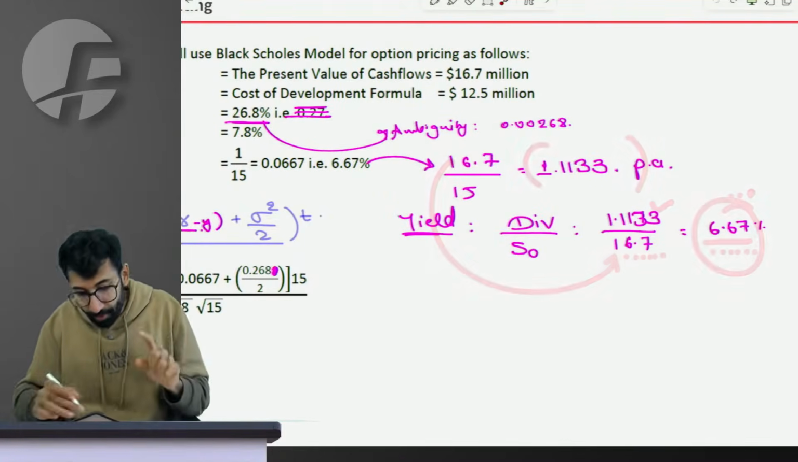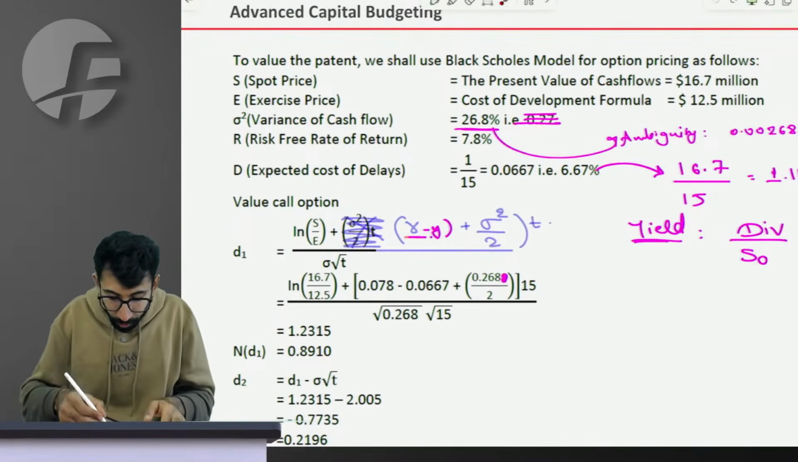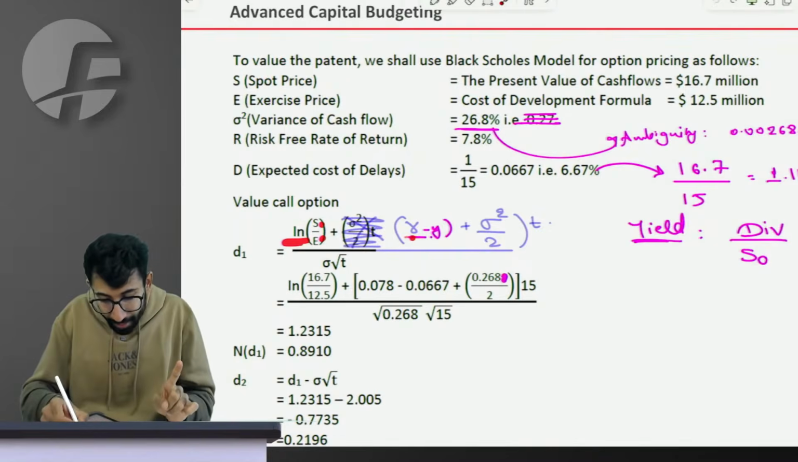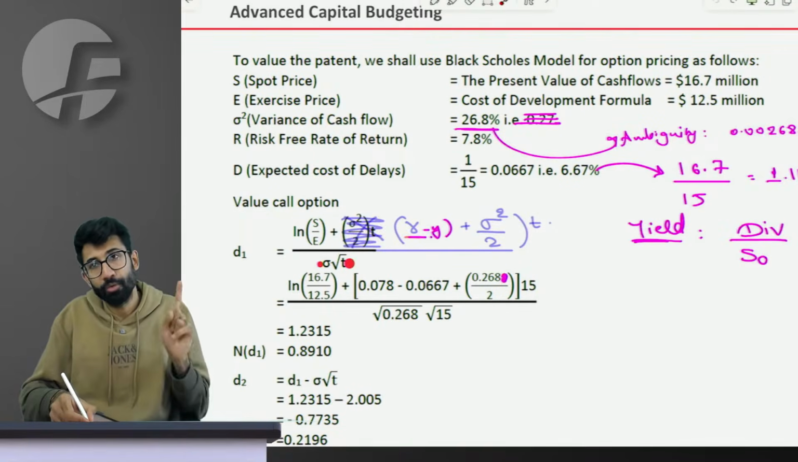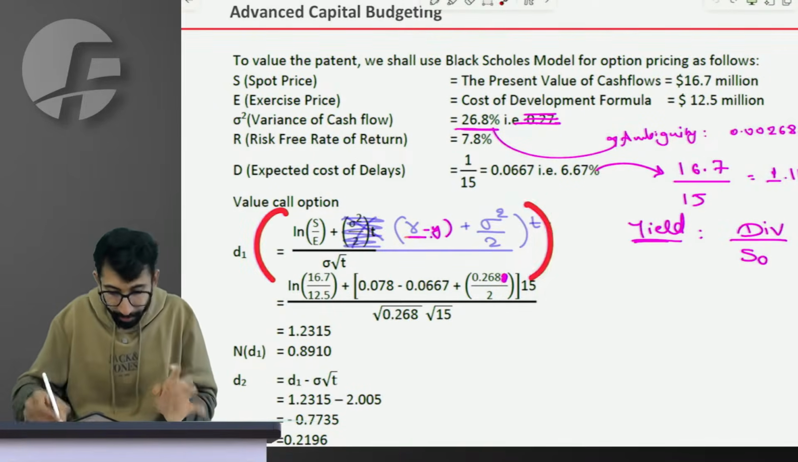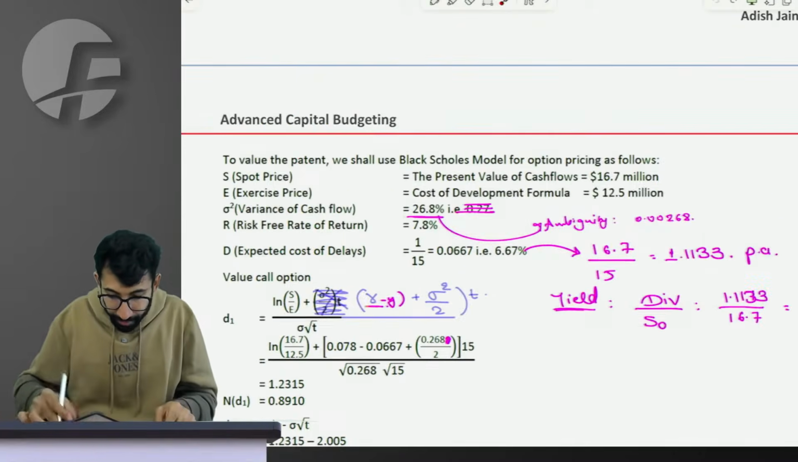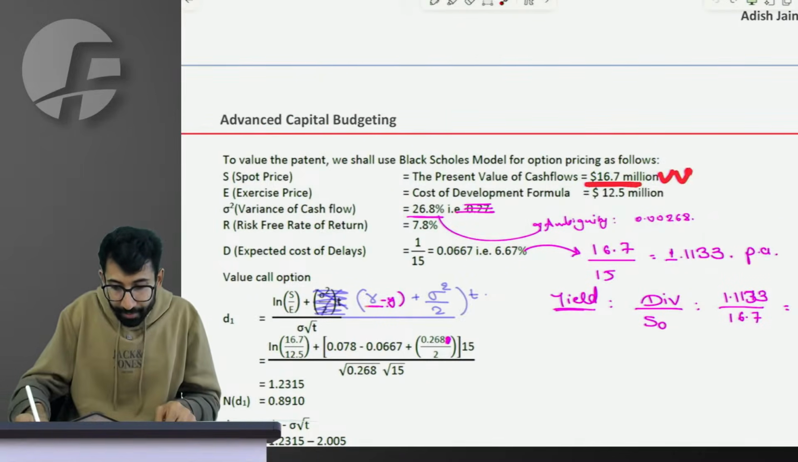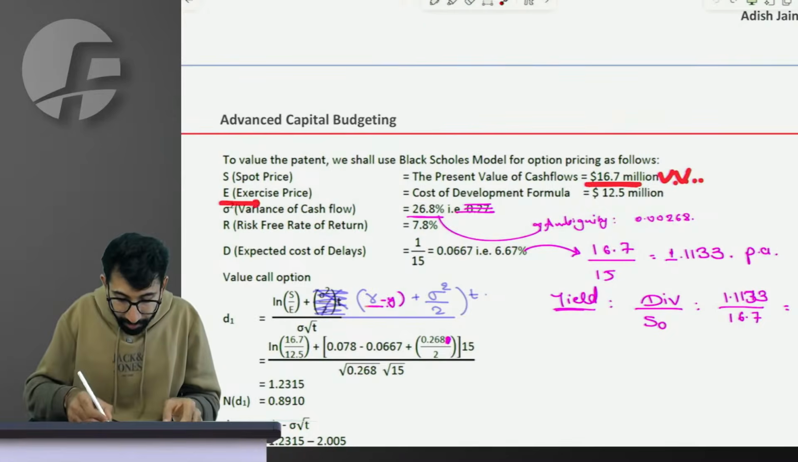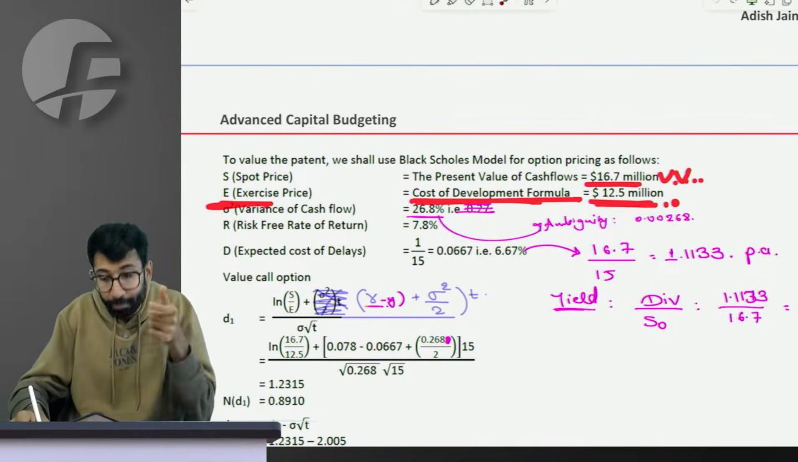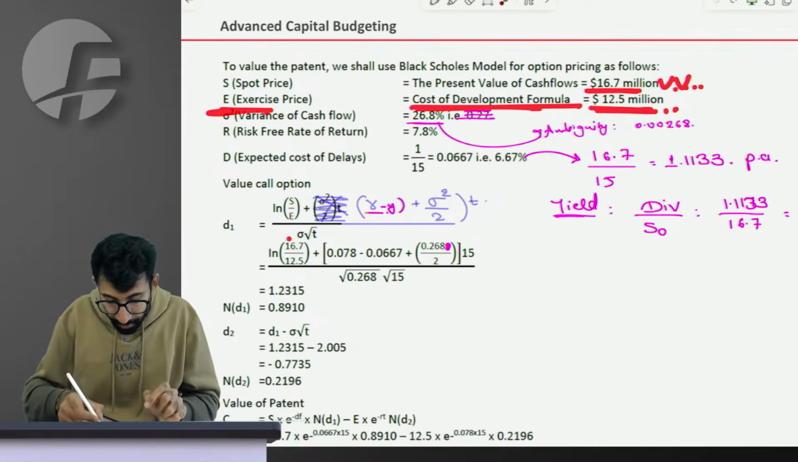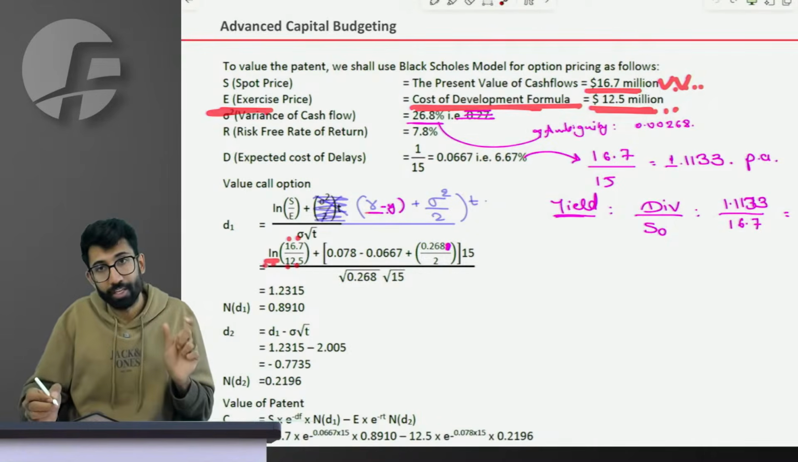Perfect. Sir, what was the formula? Formula was log natural of spot divided by exercise price plus R minus Y plus variance divided by 2 into the time period, divided by standard deviation into under root of time. Let's look at the parameters one by one. Do I have the spot price? Yes. The value of the underlying asset 16.7. Do I have the exercise price? Option to buy the same project today only at a price of 12.5. Yes. 16.7 divided by 12.5 log natural.